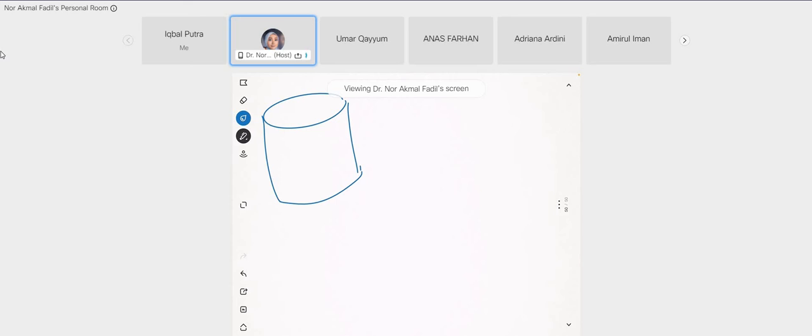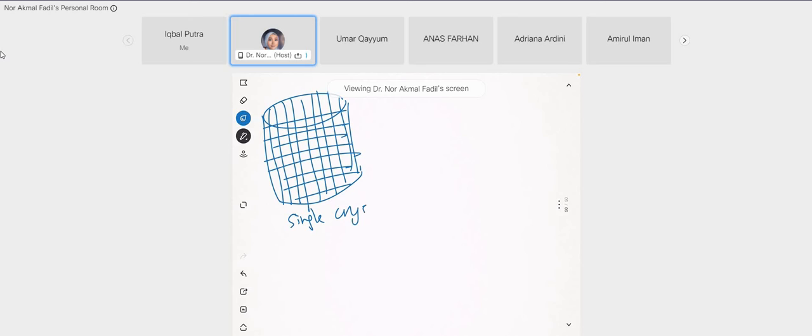So let's say this is a metal with a single crystal. The crystal orientation will all be in a similar direction. There's no grain at all. This is a single crystal. So the only way you can increase the strength is by having alloying elements or something like that, because there are no grain boundaries.